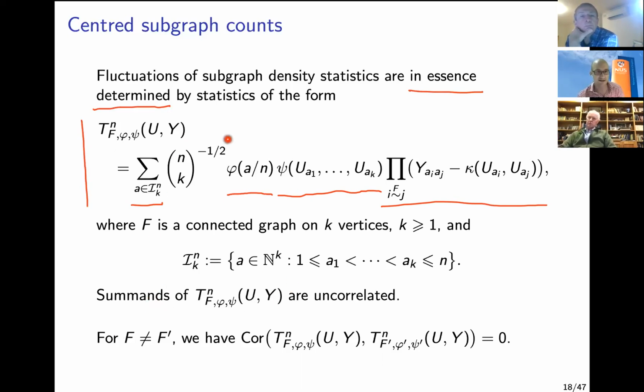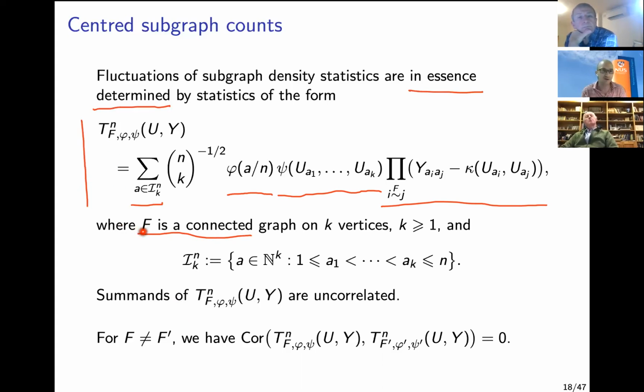As I said, the summands here are uncorrelated, which is nice, because it means they're easy to scale, since you get the scaling immediately. But moreover, they are also uncorrelated across different f's. So if I give you 2 different f's, then they are going to be uncorrelated. What's important here, I forgot to mention, that's the most important part: we only need to do that for F connected, okay?